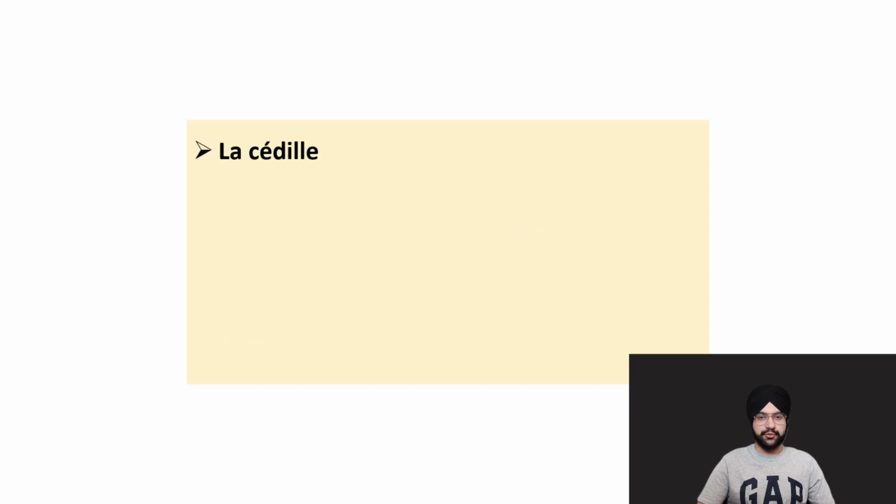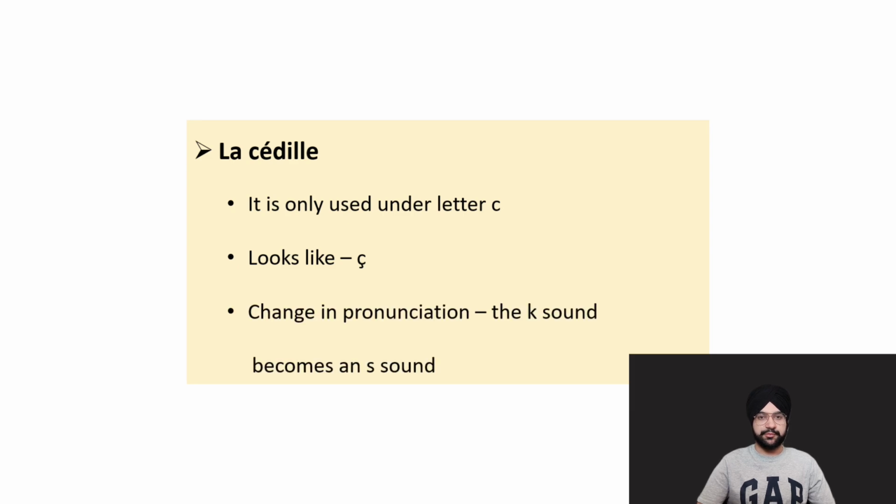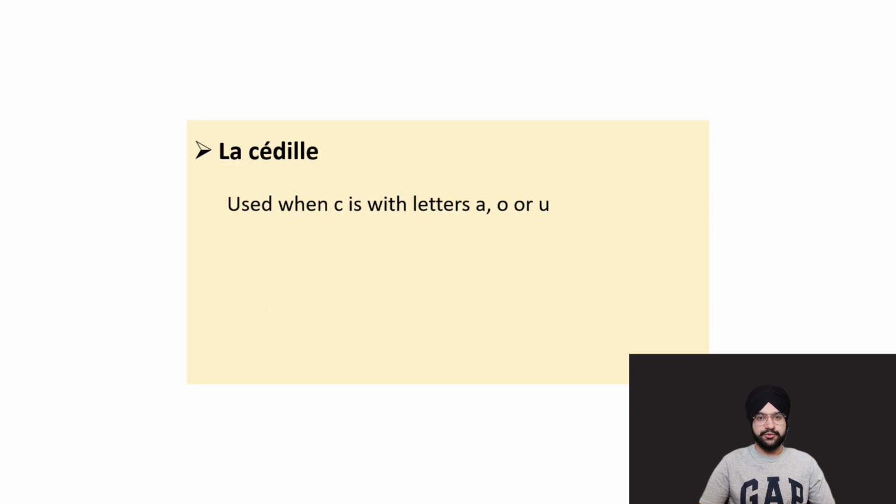Coûter. The fourth one is la cédille, and it is only used under the letter C. It looks like this. We can also say the hook symbol under the letter C. It causes a change in the pronunciation. The hard K sound becomes a soft S sound. Another thing, it is only used when C is combined with letters A, O, or U. The pronunciation of CA is ka, but when we use the cédille under the letter C, the pronunciation becomes sa. The K sound becomes an S sound. Similarly, ko becomes so, and ku becomes su.